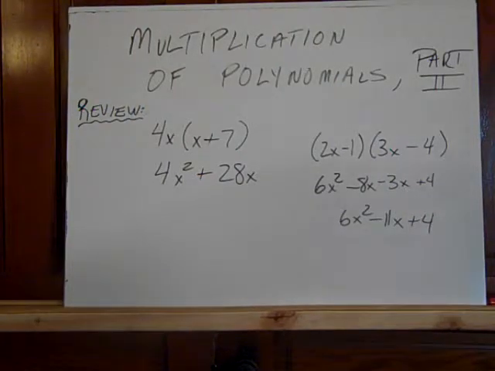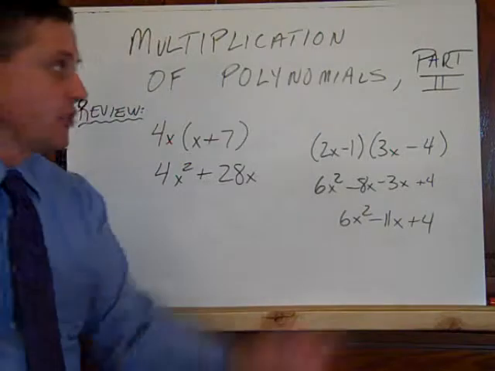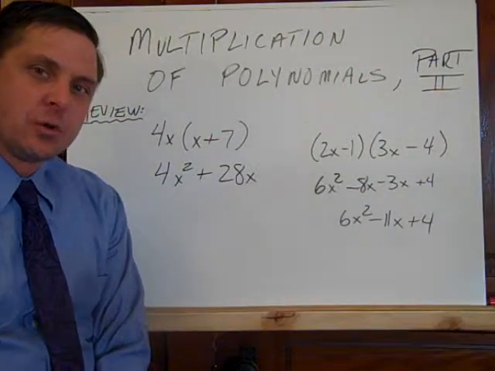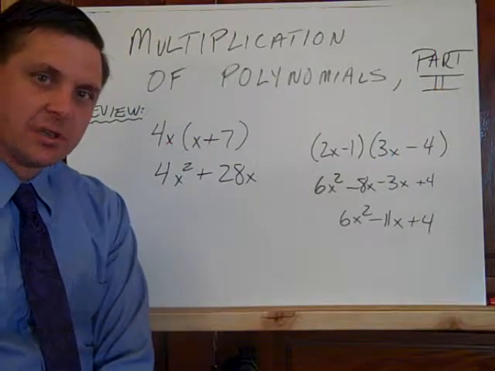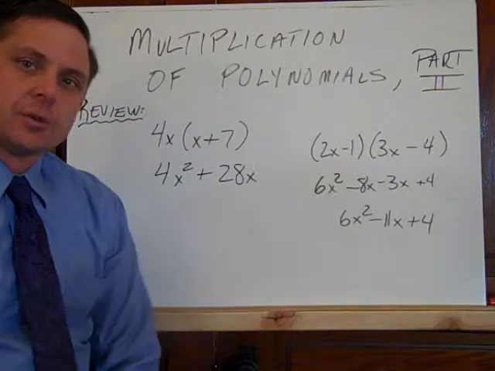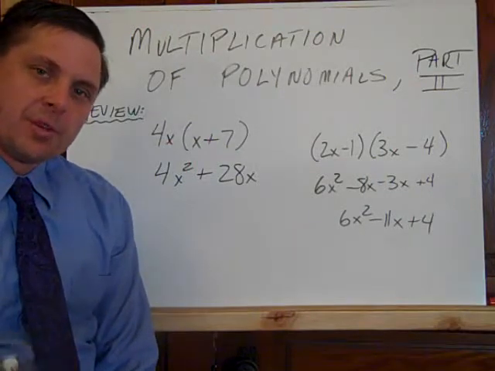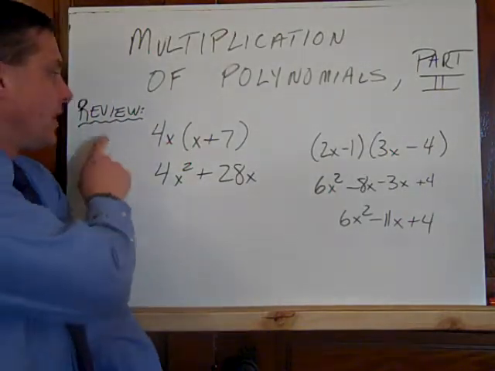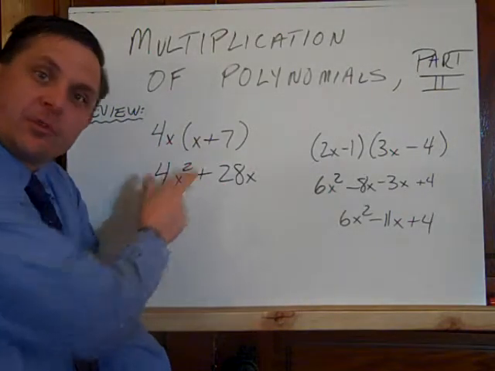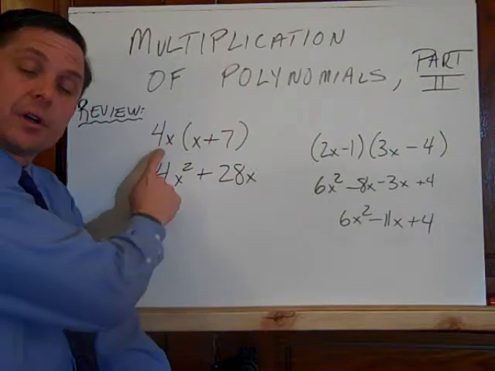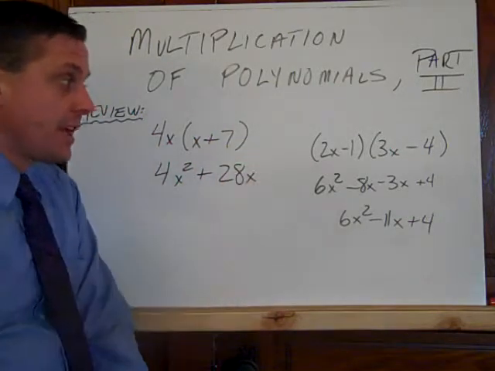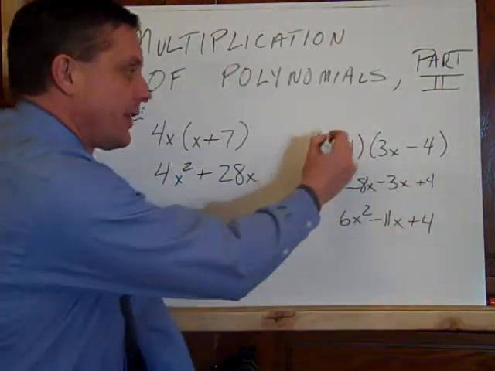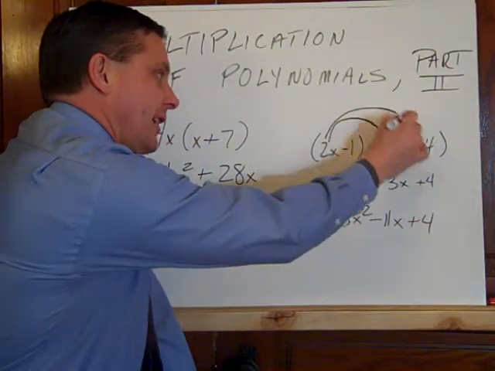So we're going to go on to polynomial multiplication part 2. And today we're going to jump into a little review of binomial multiplication, but more specifically we're going to look into binomial times trinomial or trinomial squared, situations like that. So we know how to take a monomial times a binomial, which is just distributing: 4x times x, 4x squared, 4x times 7, 28x. And from the last video, you should be able to multiply binomials by taking everything on the first times everything on the second.